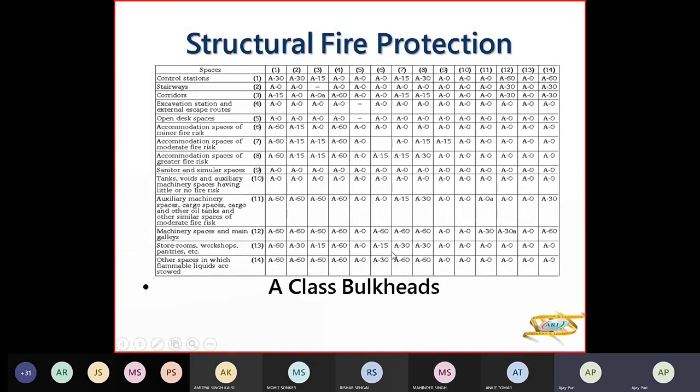So ये table उसी तरह से है. So you can understand how this table has been made. Why those bulkheads are A0, certain are A15, certain are A30, certain are A60.